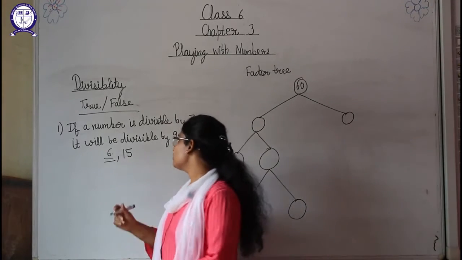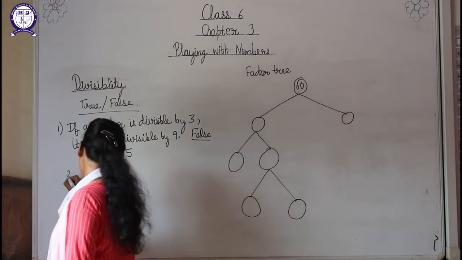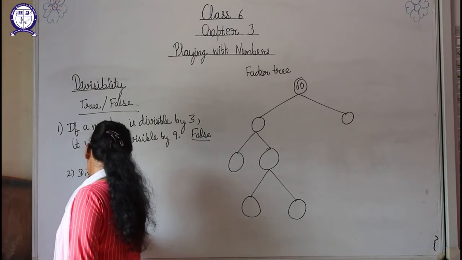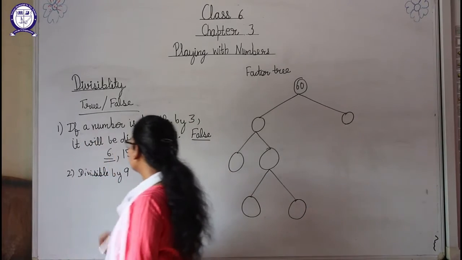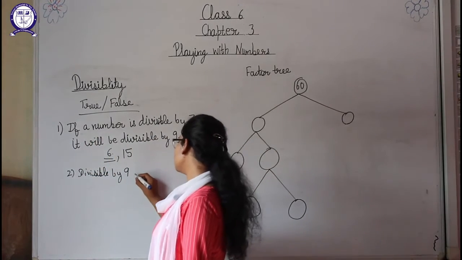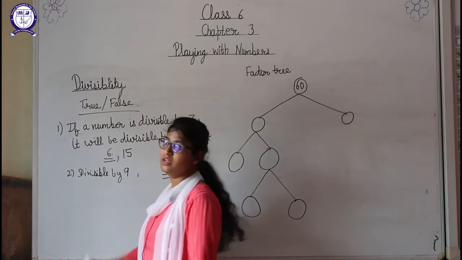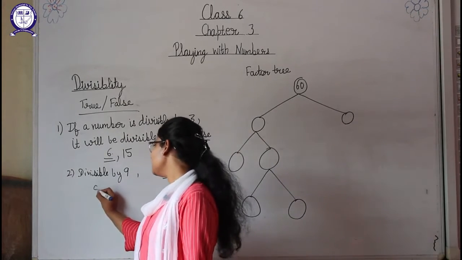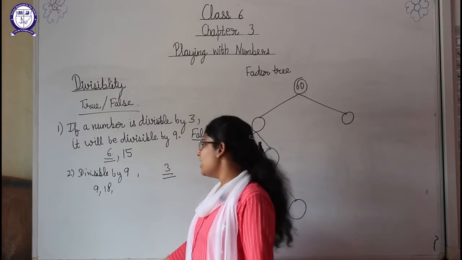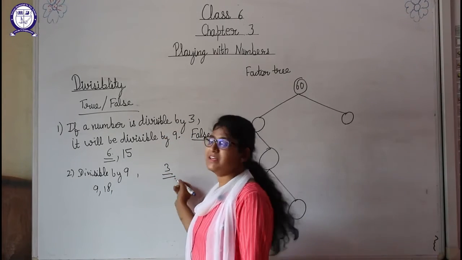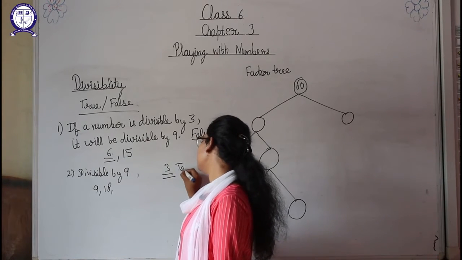Okay. Now students, suppose you are given that if a number is divisible by 9, so will it be divisible by 3? Now we have to check about 3. If a number is divisible by 9, so students, you must be getting 9, 18 like this. These numbers will be divisible by 9, and these numbers will be divisible by 3 also. Okay, so the second statement will be true.